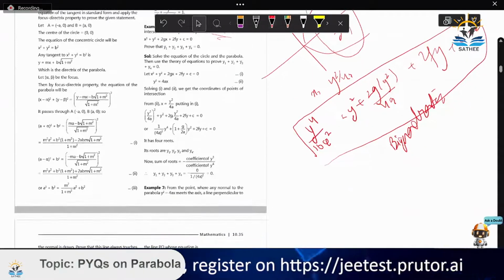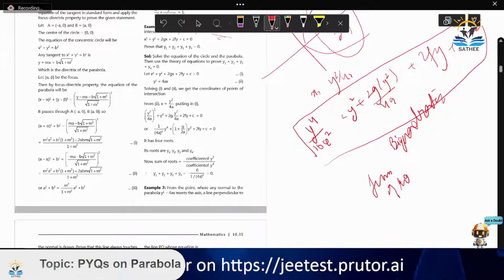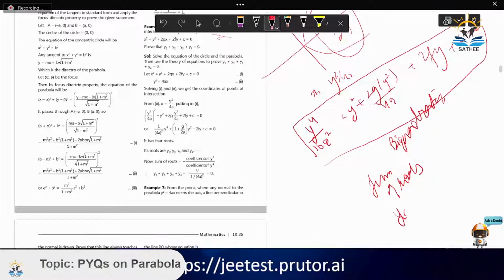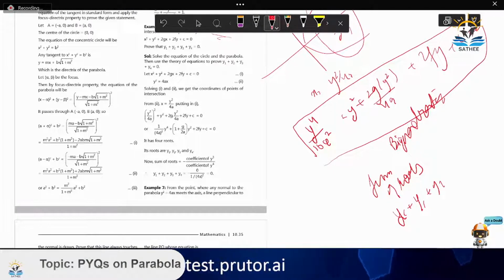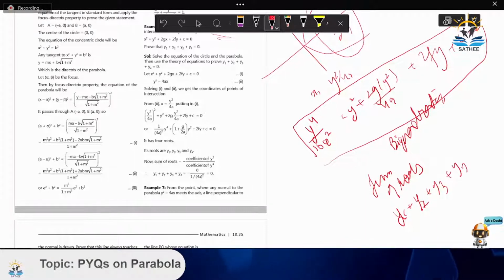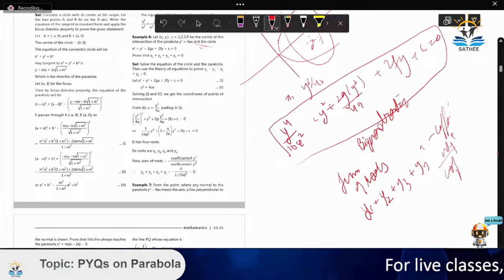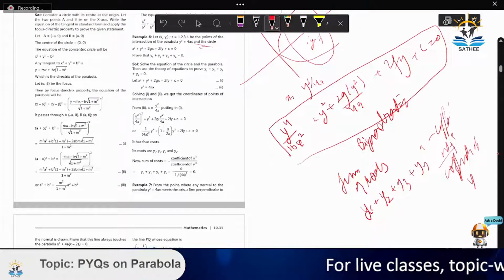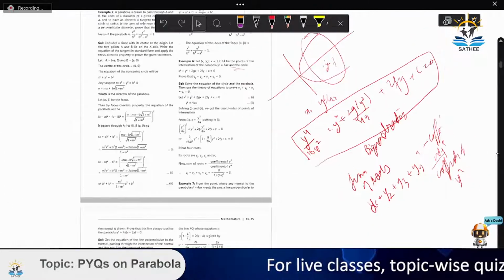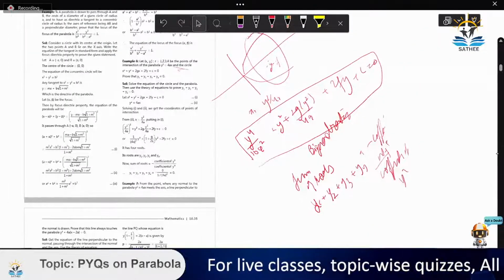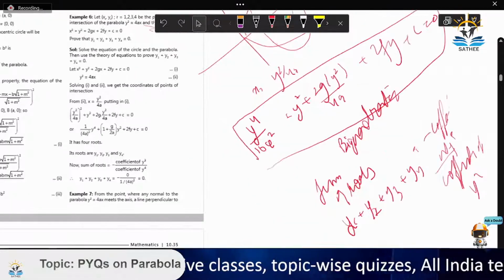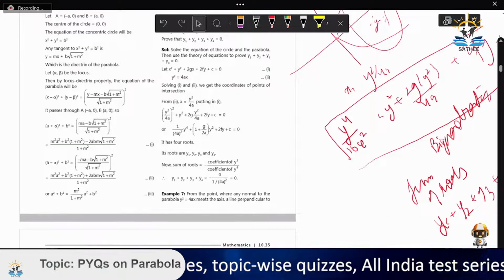So we know that sum of roots, that is y1 plus y2 plus y3 plus y4, is equals to negative of the coefficient of y cube by the coefficient of y4. So here I have not a single term of y cube. That gives me the answer that the sum is equal to 0, right?